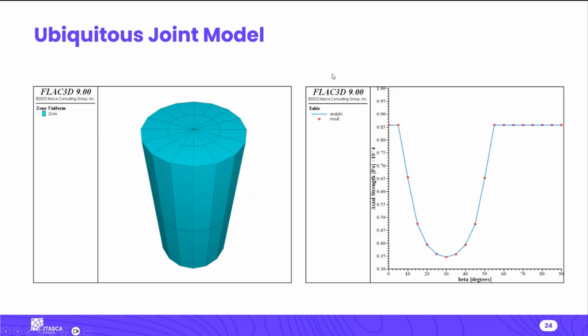There's an example in the manual. This is FLAC 3D, but you can run the same thing in 3DEC. You can imagine an unconfined compression test on a cylinder. And depending on what angle you choose for those ubiquitous joints, you get different strengths. So if you say the ubiquitous joints are at an angle of 30 degrees, you get the minimum level of strength, and it varies from there. If the joints are at an angle of 90 degrees, then you get the background strength.